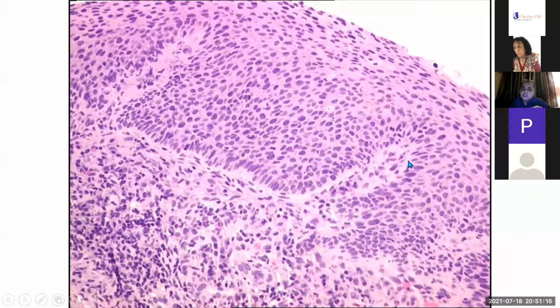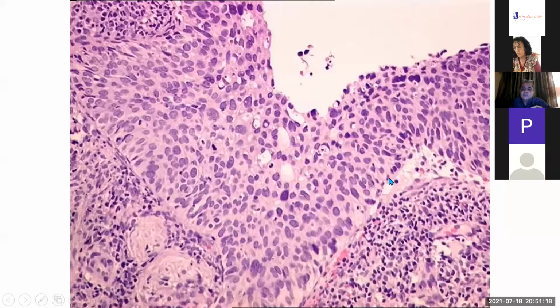This is the basement membrane of the cervical squamous epithelium. This is the top of the cervical epithelium. The whole cervical epithelium is replaced by very dysplastic-looking cells. So there is loss of polarity. You look at the orientation of the cells, it is like this.